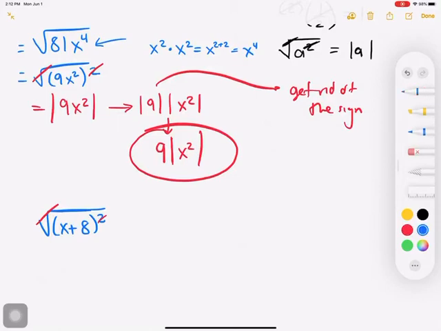So once you cancel out the exponent and root, the result is the radicand, which is x plus 8, and you have to include absolute value. This is different than the previous example.